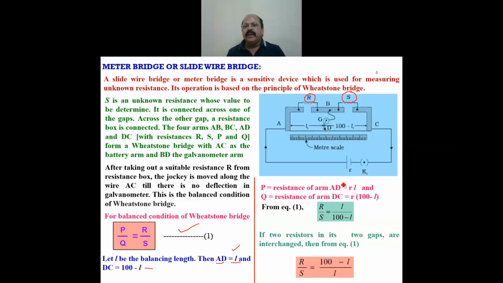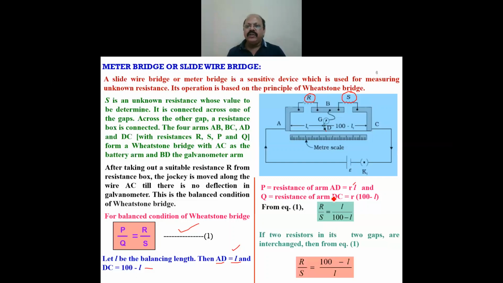Now let P be the resistance of the arm AD, then that becomes rL, where small r is the resistance per unit length. Similarly, Q is the resistance of the arm DC, so that becomes (100 minus L) into r. So here small r is the resistance per unit length.